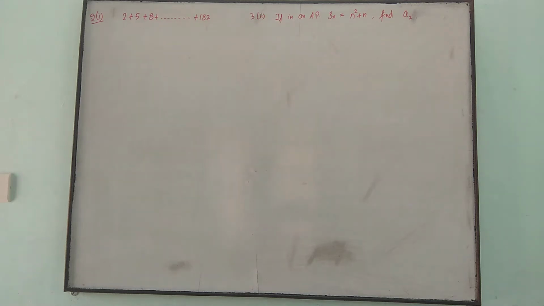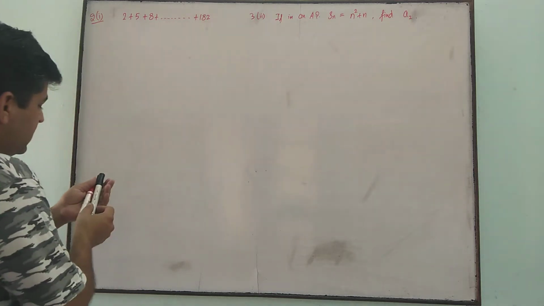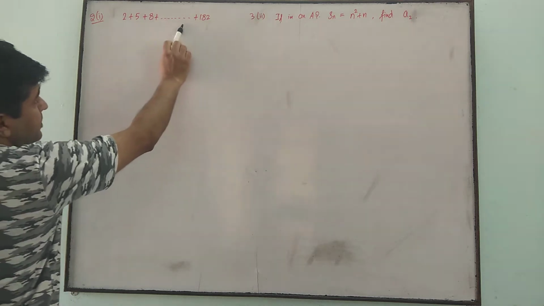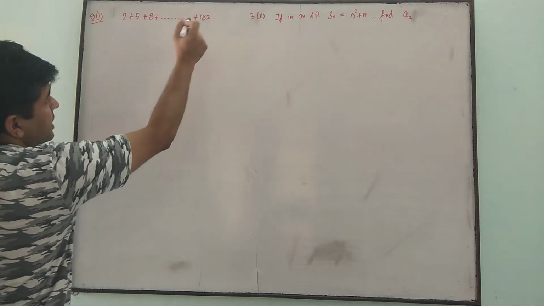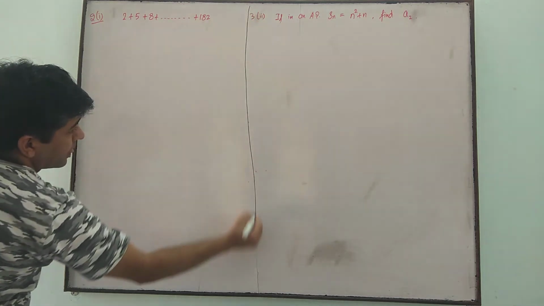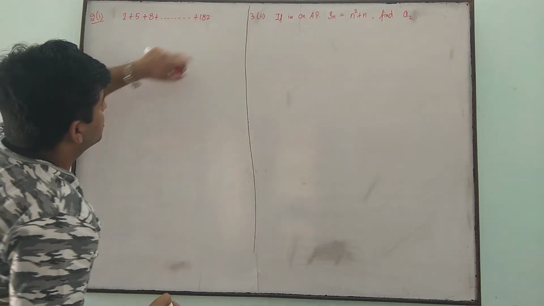Question number 2, exercise 9.3, question number 2. The sequence given is an AP, the series given is an AP, and its last term 182 is also given.